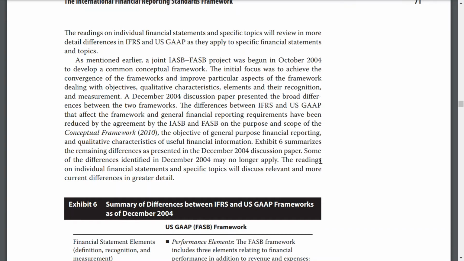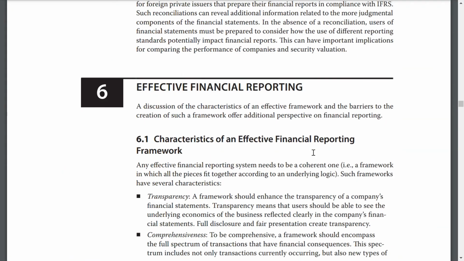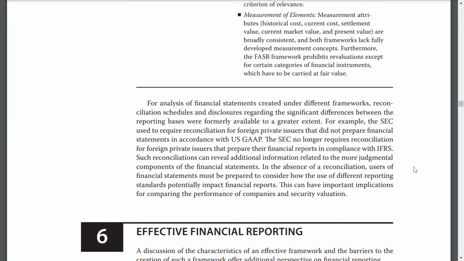For analysis of financial statements created under different frameworks, reconciliation schedules and disclosures regarding the significant differences between the reporting bases were formerly available to a greater extent. For example, the SEC used to require reconciliations from foreign private issuers that did not prepare financial statements in accordance with the US GAAP. The SEC no longer requires reconciliations for foreign private issuers that prepare their financial reports in compliance with the IFRS. Such reconciliations can reveal additional information relating to the major judgments and components of the financial statements.